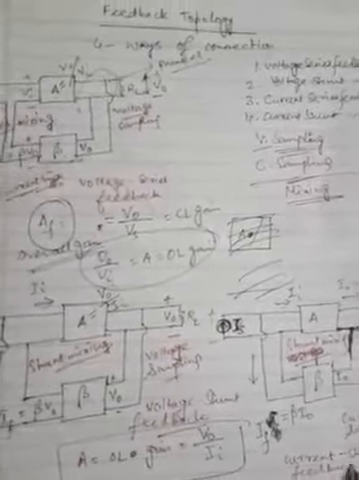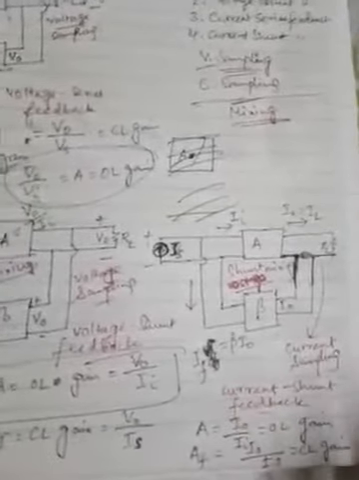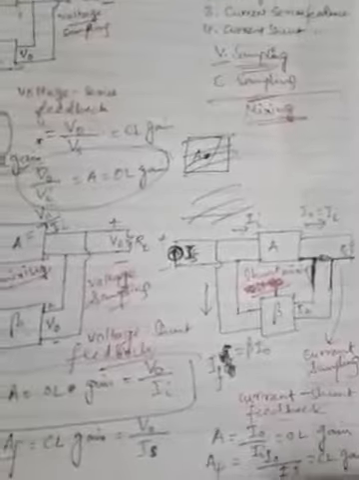And what should be the open loop gain in this case? It should be IO by II. This is open loop gain. And what should be the closed loop gain? AF. This is nothing but IO by IS. This is closed loop gain. Okay, so this is the third type, current shunt feedback. Now another is the fourth type. Let us see that.